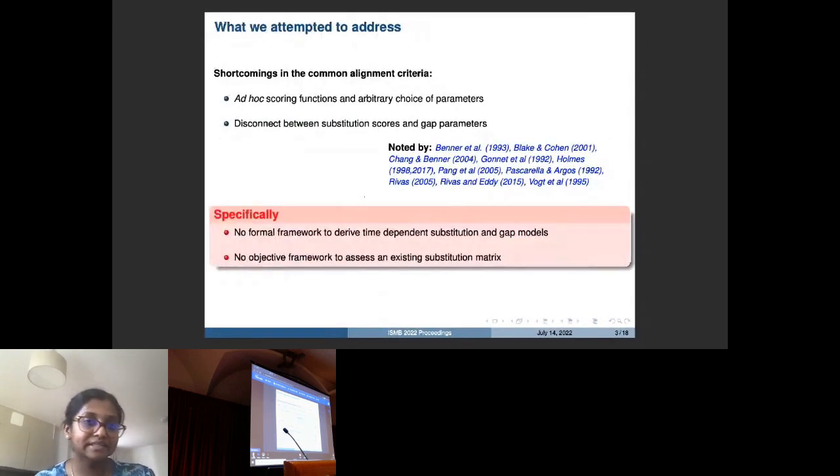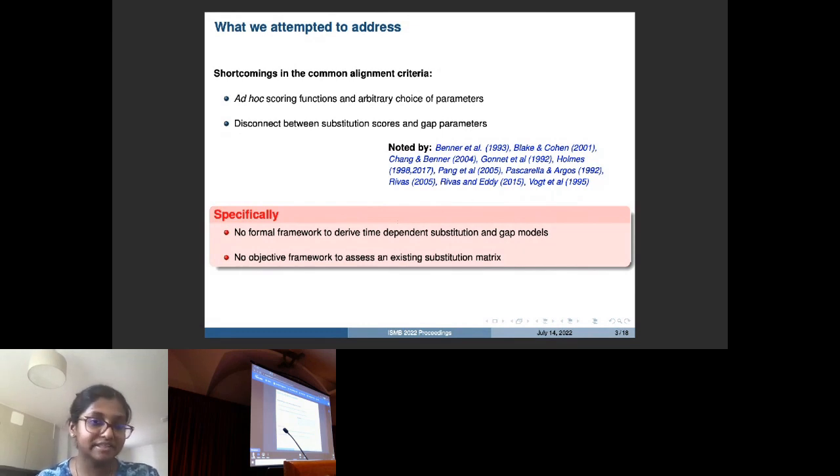However, in this scheme of things, we know two shortcomings in the common alignment criteria we just showed. First is that these scoring functions that are being used are mainly ad hoc, and there can be arbitrary choices in the parameter configurations. And then there is also a severe disconnect between the substitution scores and gap parameters in use. This has been highlighted by several notable literature that I have listed here.